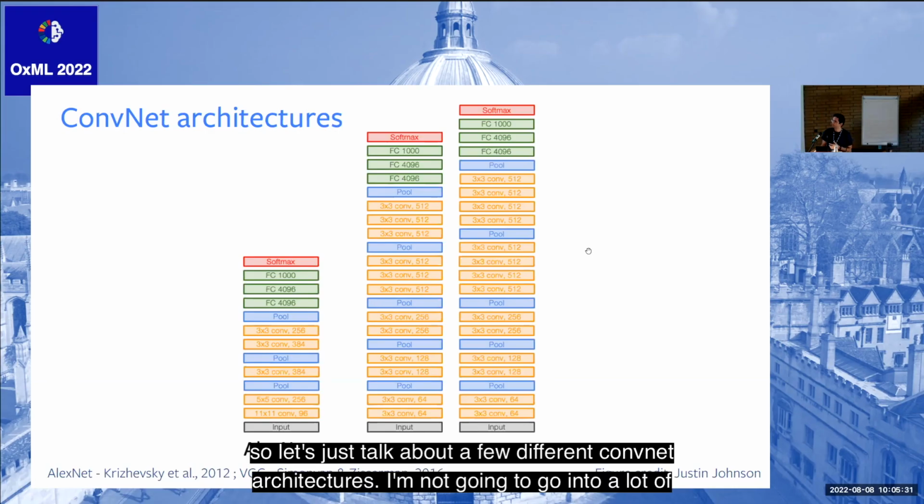So let's just talk about a few different ConvNet architectures. I'm not going to go into a lot of detail. It's just to give you a sense of how the evolution has been. And if you were to see one of these things in a paper, you can basically recognize what's going on.